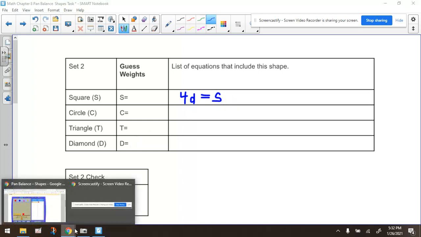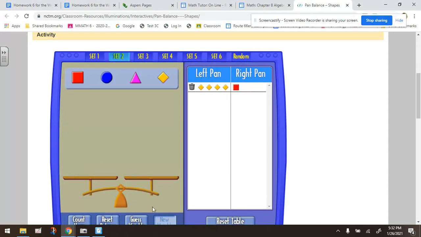Let's go back to the application, reset the balance, and try to figure out maybe the relationship between, how about diamonds and triangles? Let's find out the relationship between those two things. So diamonds and triangles. So again, we find this is lighter because it goes up higher. This is heavier. Let's add another diamond and see what happens. All right, and it balances out. So now we have an equation that we can use to represent the diamond triangle relationship.